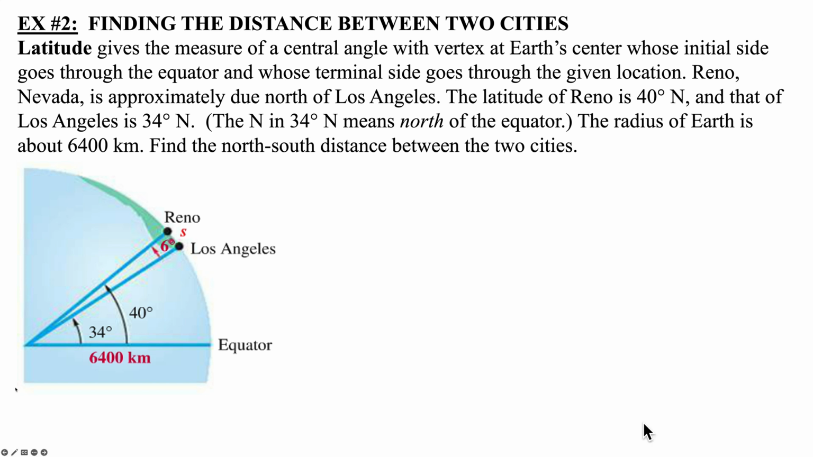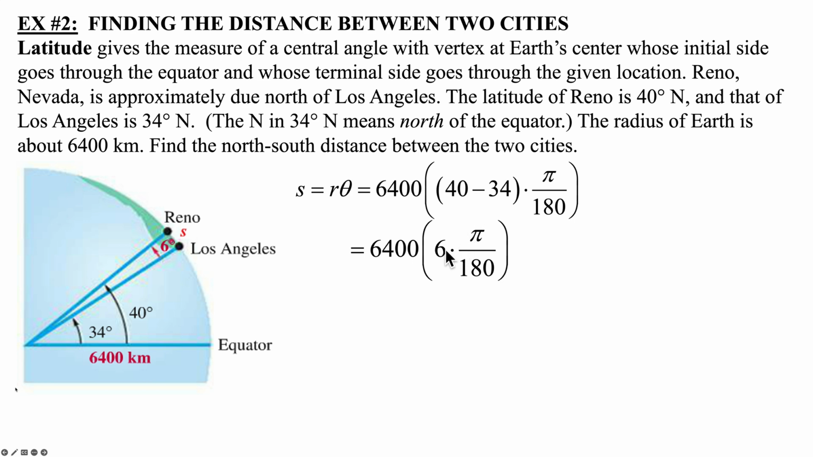So it's basically saying, find the arc length. All right, so we're going to take 6,400. We're going to take the 40 minus 34 to get 6 degrees. And again, we have to multiply that by pi over 180 to convert this into radians. If you want to do some reducing here, 6 goes into 18 3 times, 0 and 0 cancel. So 640 pi over 3 kilometers.